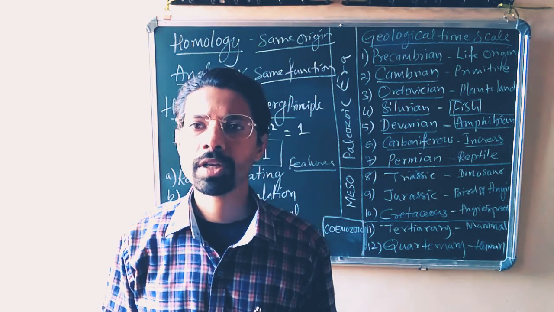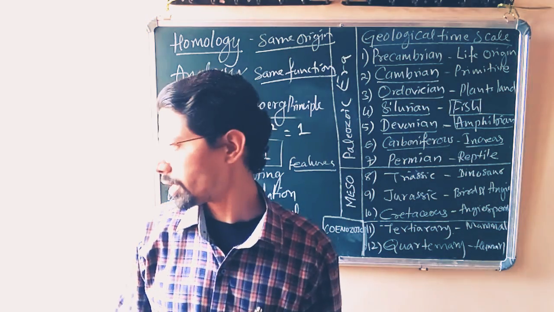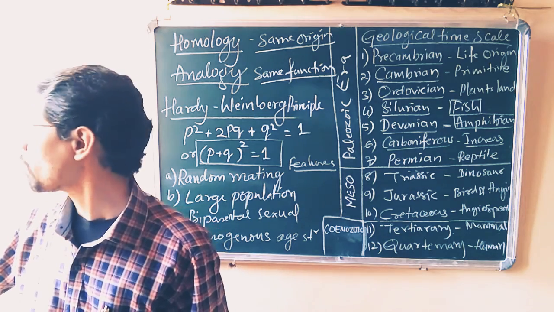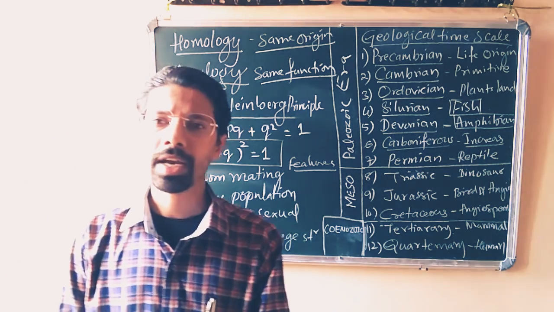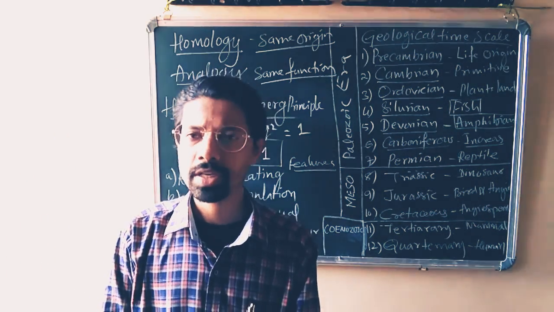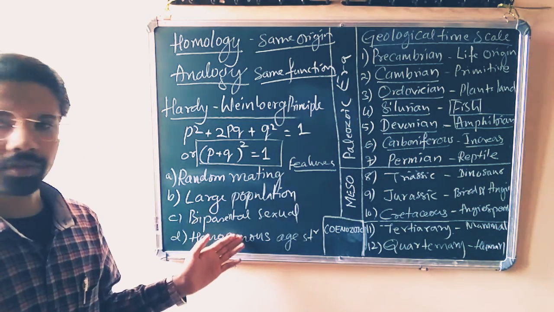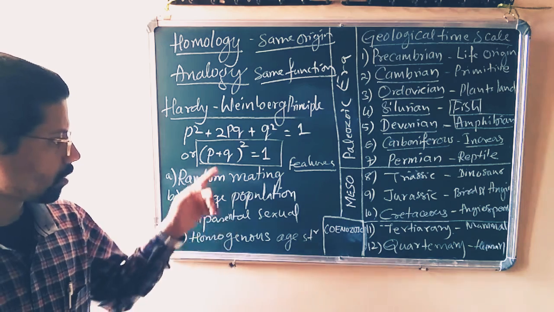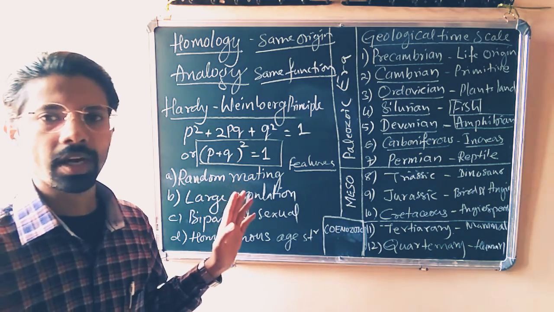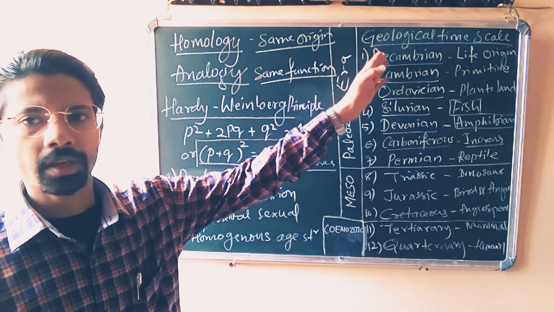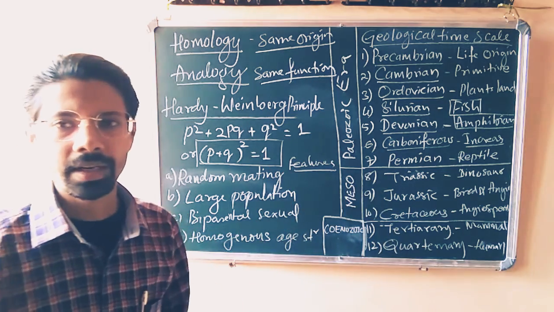Now today we are going to discuss homologous structures, that is homology, organs of homologous structures and homology. Secondly, we'll discuss analogy and analogous structures. Thirdly, you see the board here, Hardy-Weinberg's principle we have to discuss. These are the factors which are controlling the Hardy-Weinberg's law of equilibrium. Then we can also talk about the geological time scale.